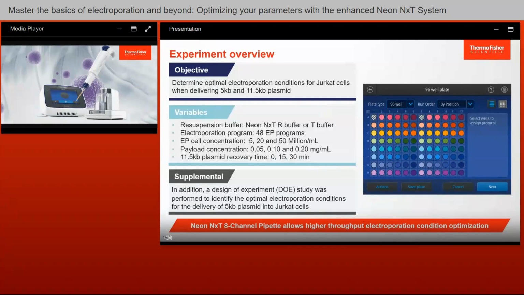In addition, we performed a DOE study to optimize these variables simultaneously. A notable advantage of Neon NxT system with the 8-channel pipette is its flexibility in applying different programs to different wells. This feature simplifies the optimization of multiple programs with minimal effort.